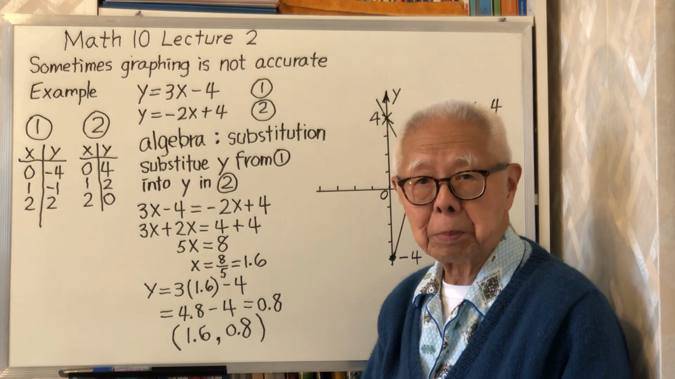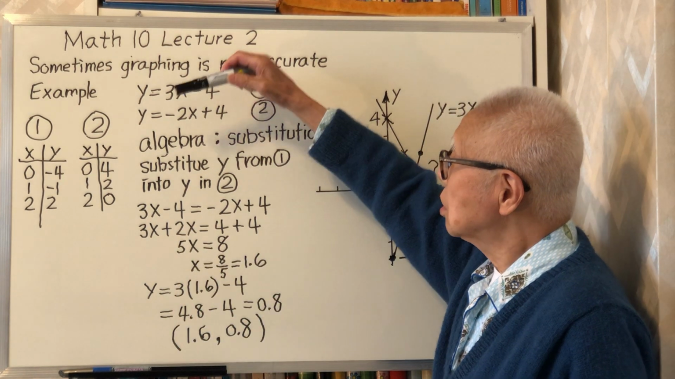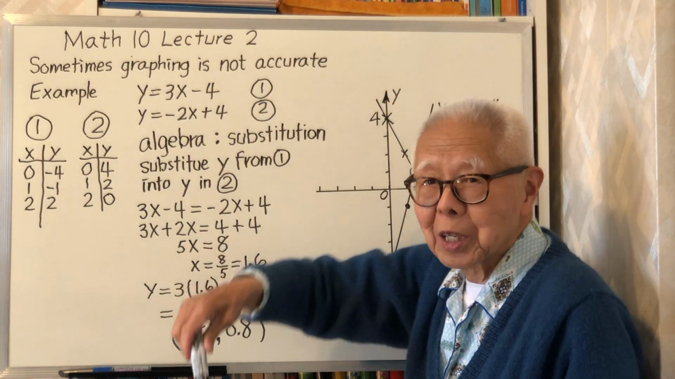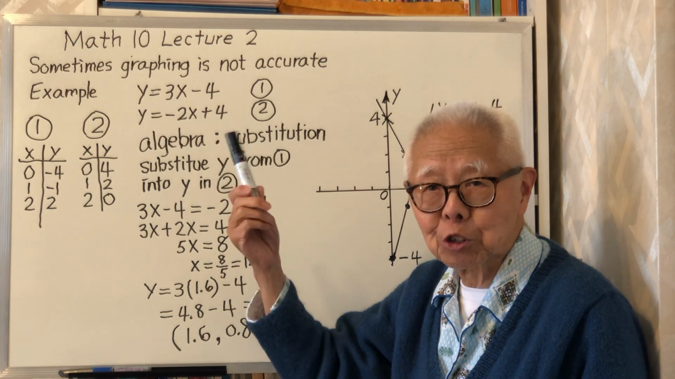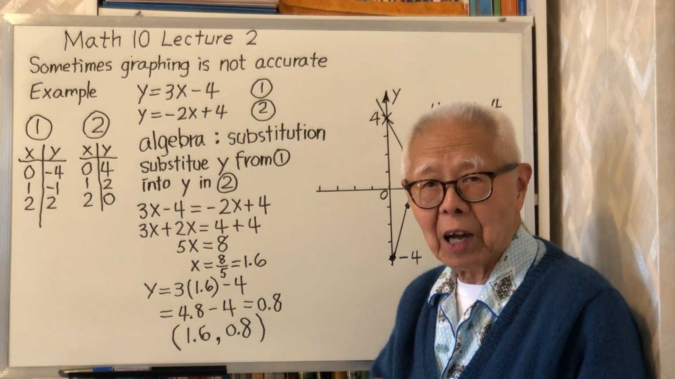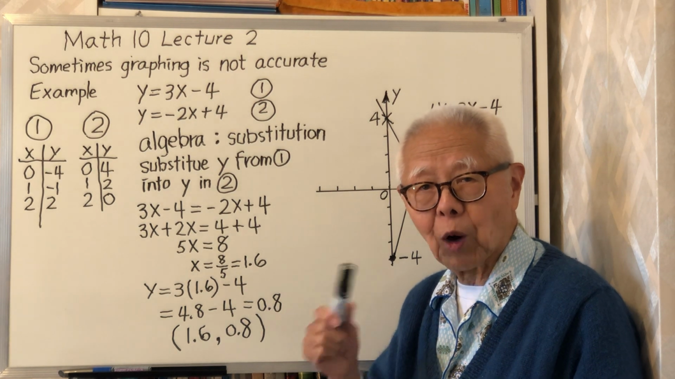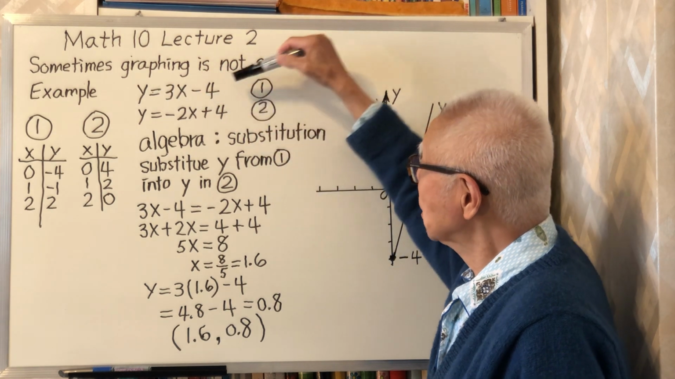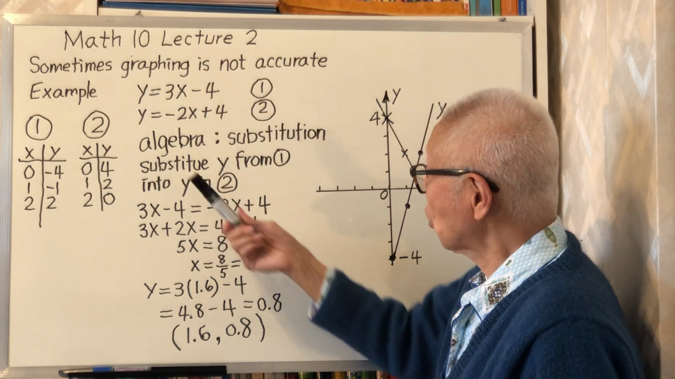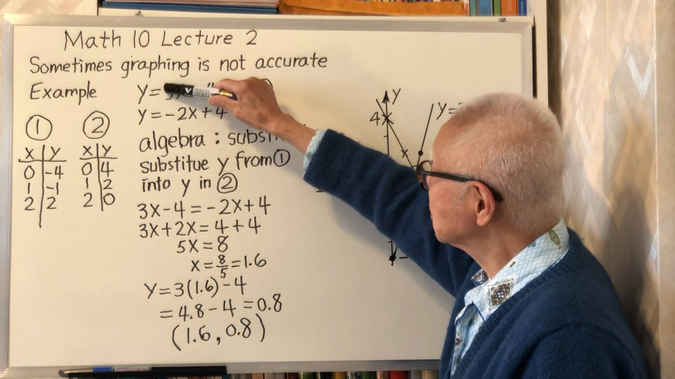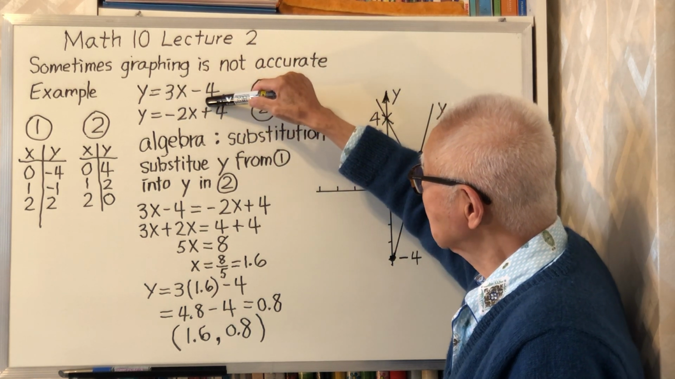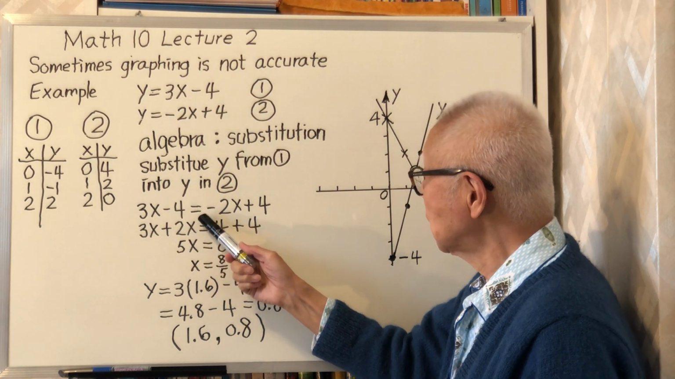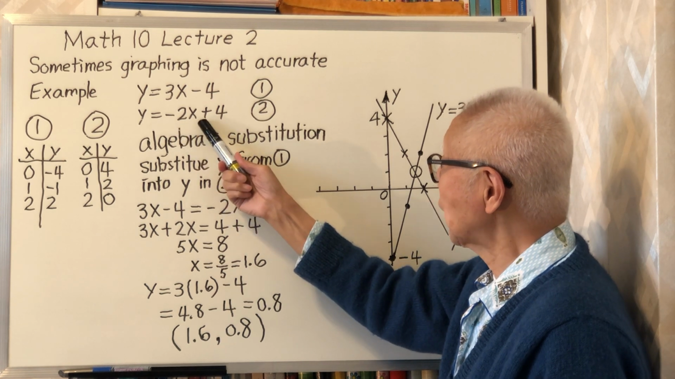I must make a remark: when we find y from equation 1, we cannot substitute y back into equation 1. You find y from equation 1, you must substitute y into the other equation. So we substitute y from 1 into 2. What do we have now? This 3x minus 4 is substituted into this y. 3x minus 4 is equal to minus 2x plus 4.